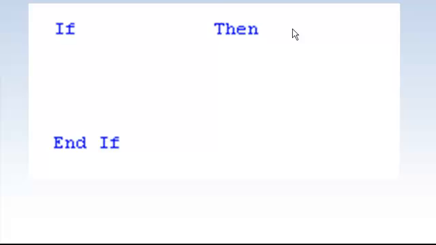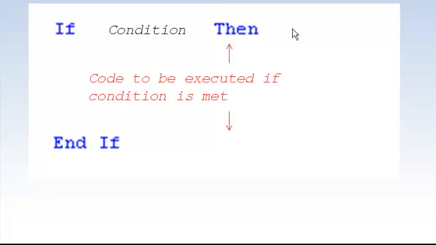Okay, the reason why there's something there is because we say, okay, if something is true, then do something. So a conditional expression asks a question, and between the if and the then goes the question itself. We call that the condition. So we say if, and then we provide the computer with a condition that it can test, and if that condition is true, then it does the stuff right here between the if statement and the end if statement. Anything between those two lines of code will be executed if the condition is met.